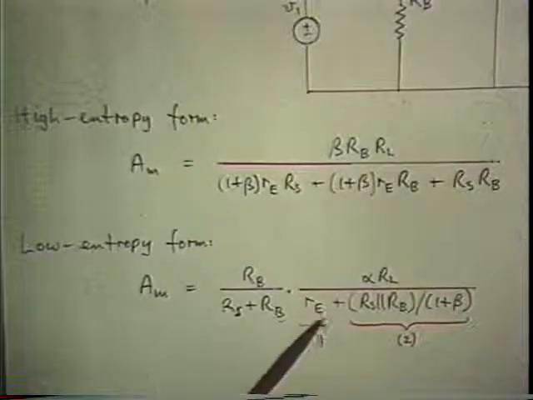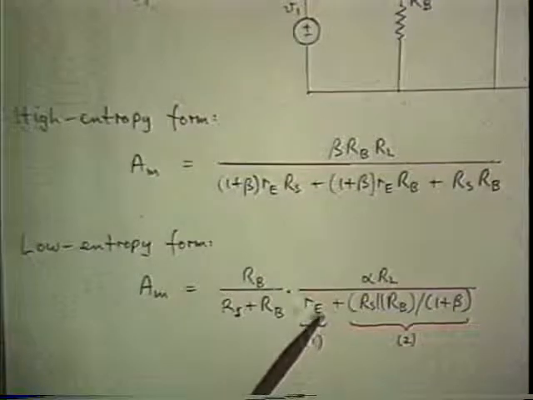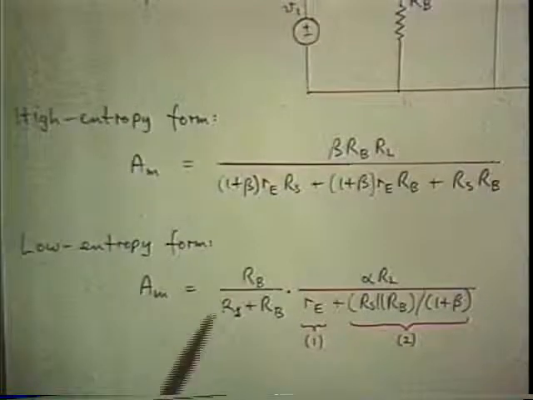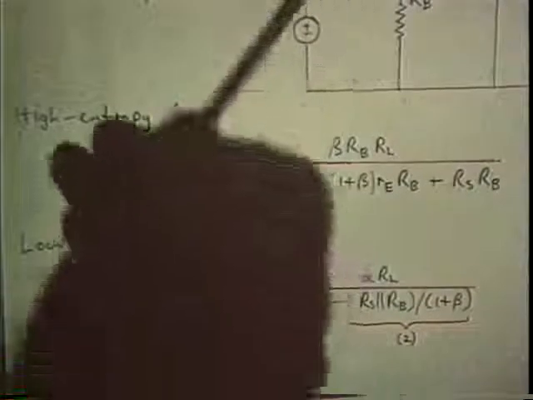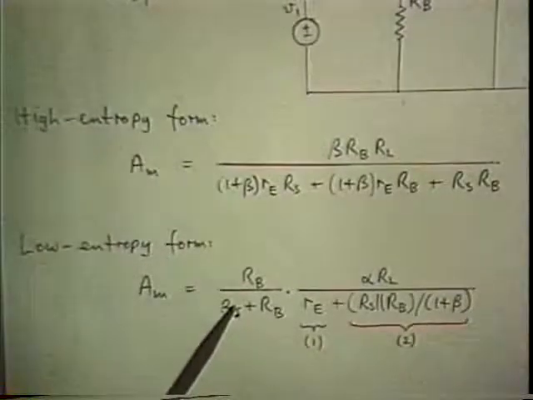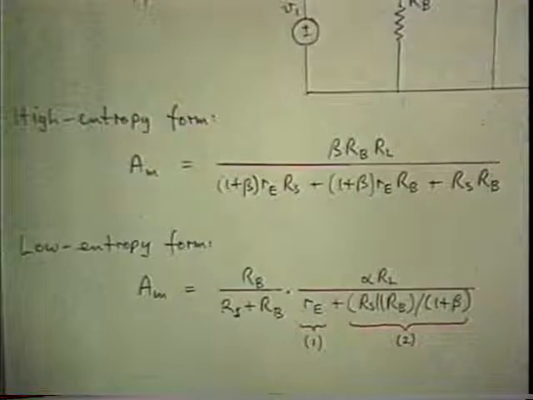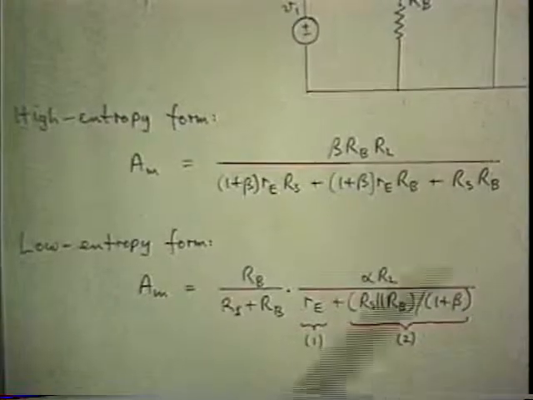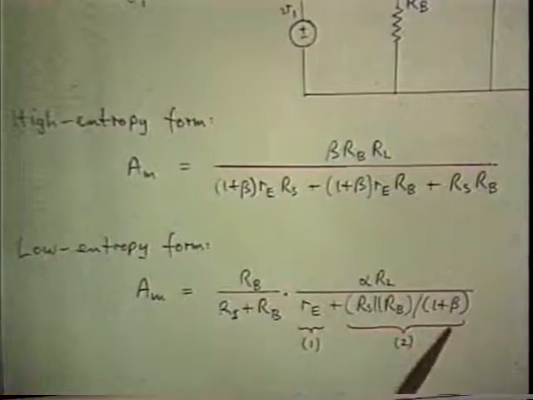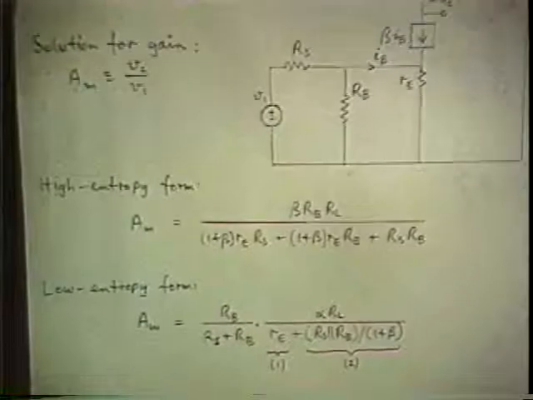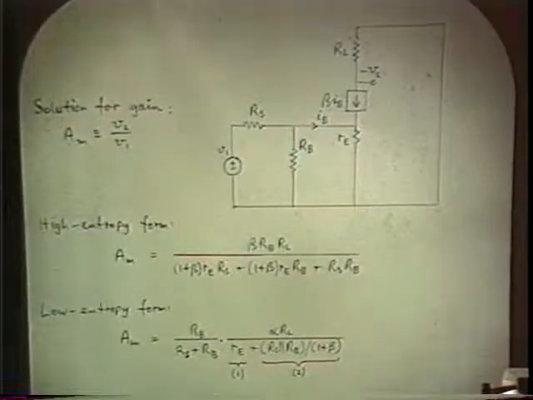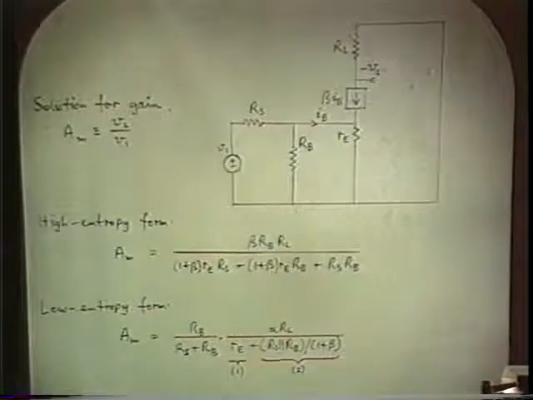But the reason they don't resemble each other is that the second version gives you several additional pieces of information. Namely, the RB over RS plus RB is immediately identified as a resistive divider in front of the whole model. Numerically, it has to have a value less than 1. Which means that if you want to achieve a certain value of gain, the other factor has to be bigger than 1 by enough to overcome the loss of the first one. That's useful design information when you come to choose values. So that's one piece of information.